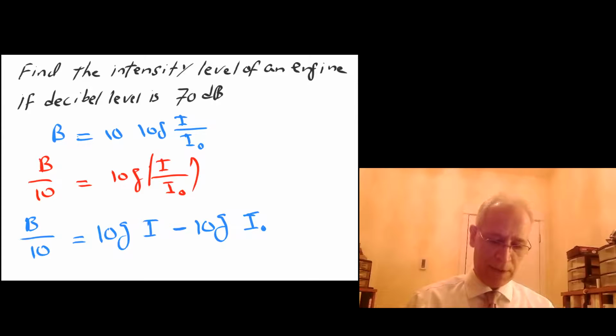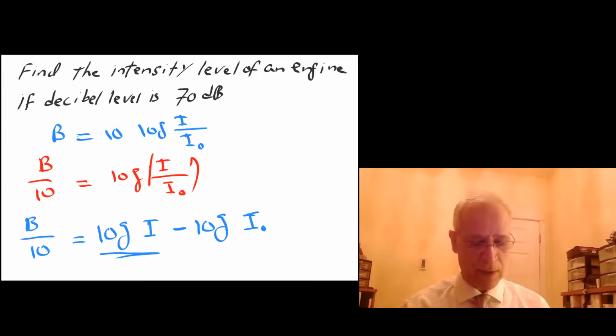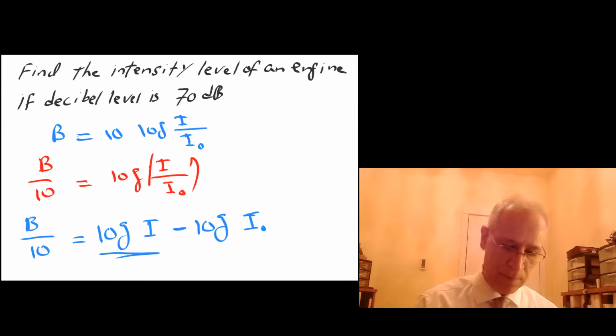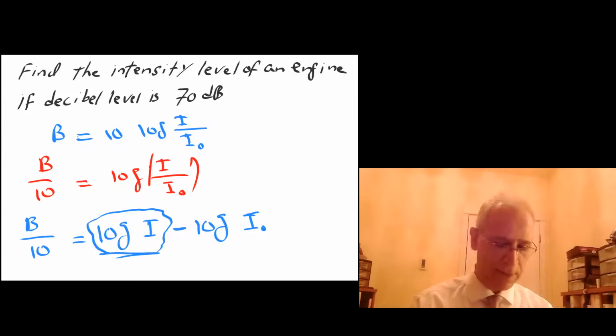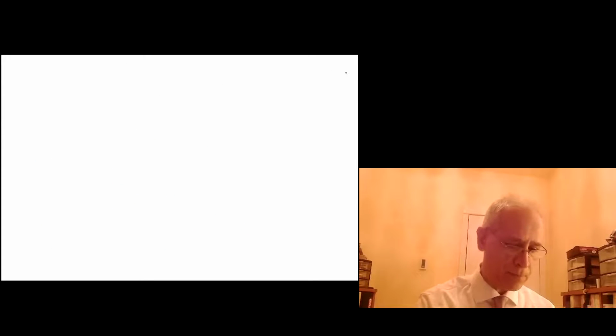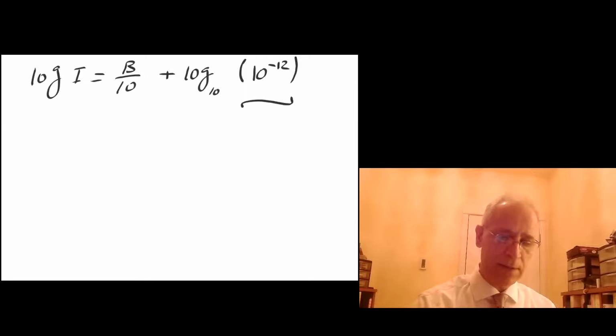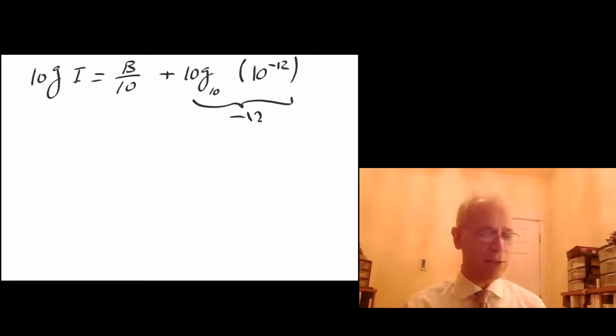Since I'm trying to solve for log of I, and ultimately for I, I'm going to add log of I naught to both sides. So to isolate log of I, going to the next page, I will get log of I equals B over 10 plus log base 10 of 10 to the negative 12, because we said that is the value for I naught. And look at this, the value of this is just negative 12, if you remember your previous sections. Pretty good.